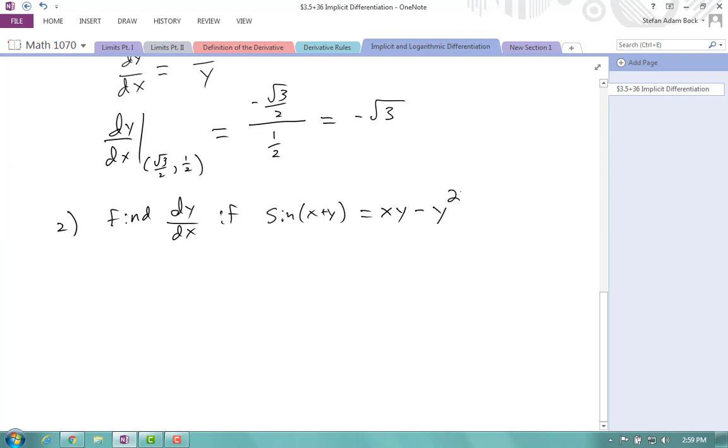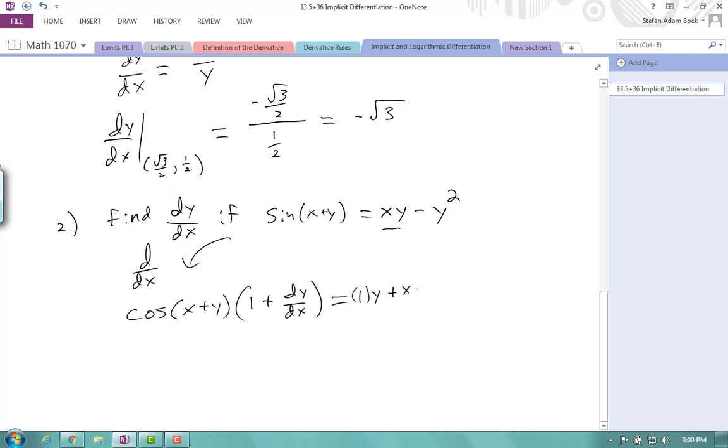I'm going to start off the same. I'm going to take the derivative of both sides. The derivative of sine is cosine, so I'm going to have cosine of x plus y times, from the chain rule, 1 plus dy dx. And on the other side, I have a product rule here, so I'll have 1 times y plus x times dy dx minus 2y dy dx.